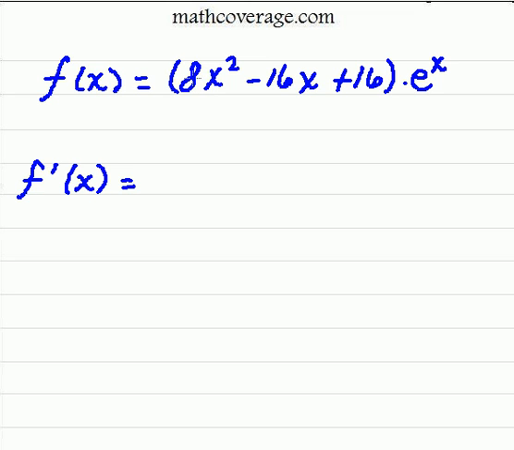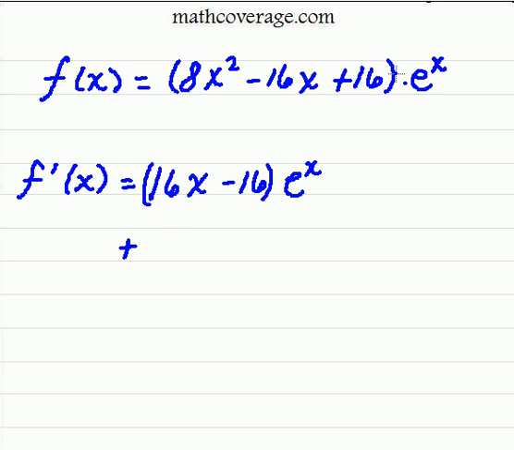So we say the derivative of 8x squared, bring the 2 out front, remember. And so we have 16x, and the derivative of negative 16x is just negative 16, and the derivative of 16 is 0. So I'm going to put parentheses around that, and then just rewriting e to the x. Okay, and I'm going to continue this down one line.